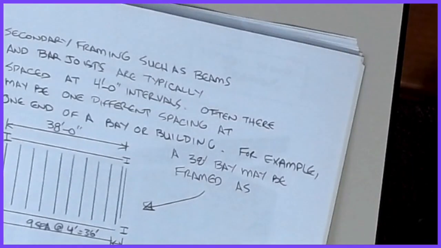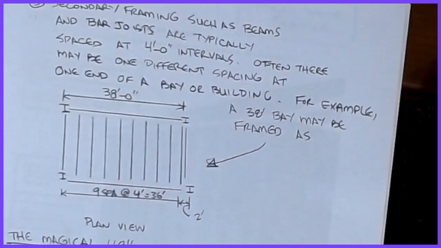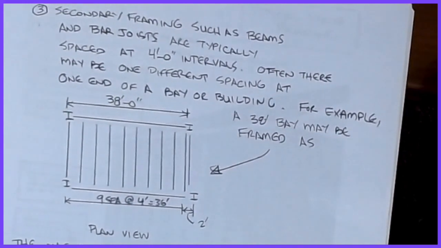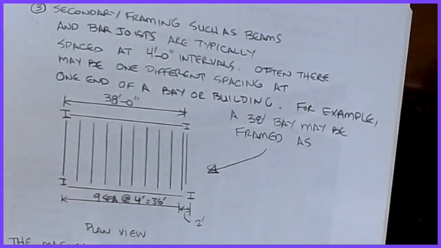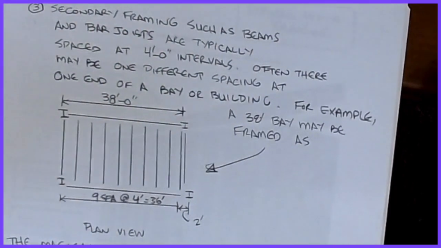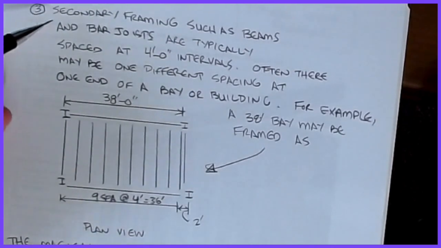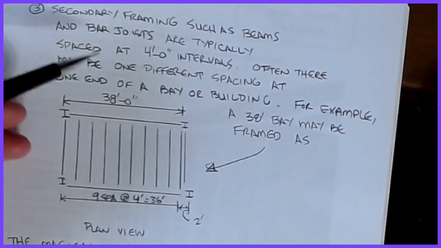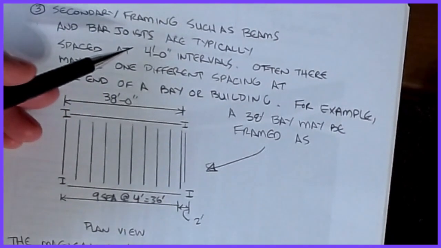All right, the last little bit that we want to talk about has to do with some secondary framing and some practical dimensions. So this goes along with our idea that typically we put columns anywhere from 25 to 40 feet on center, and floor heights are 15 feet. Okay. A lot of times the secondary framing, such as beams and bar joists, are typically placed at 4 foot on center. Okay. And there's a reason that we do this.